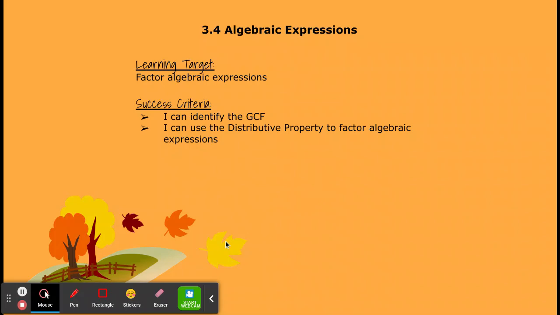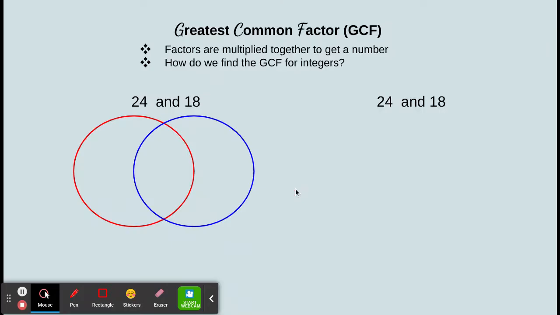3.4 Factoring Algebraic Expressions. Factors are multiplied together to get a number, and the biggest factor that's the same for both numbers is our GCF. So to find the GCF between two numbers, we can use two different methods. There are other methods, but two common methods.